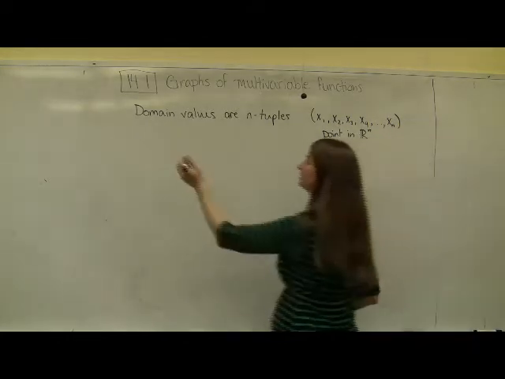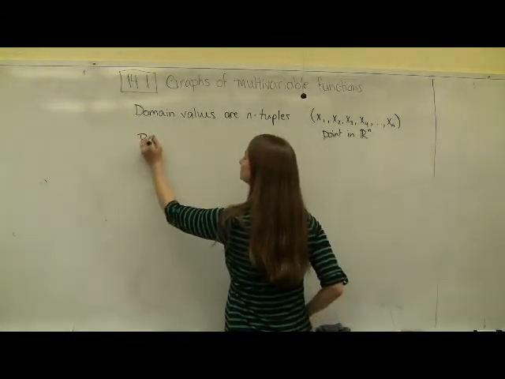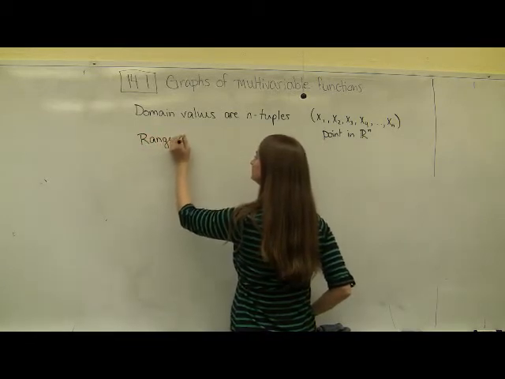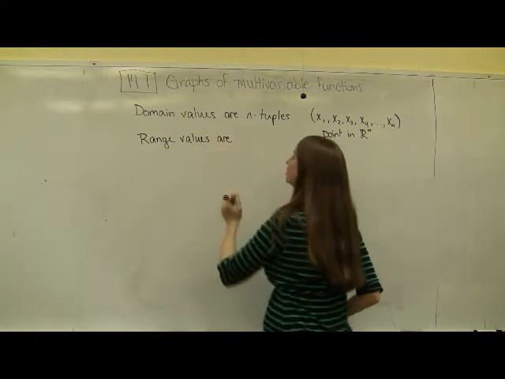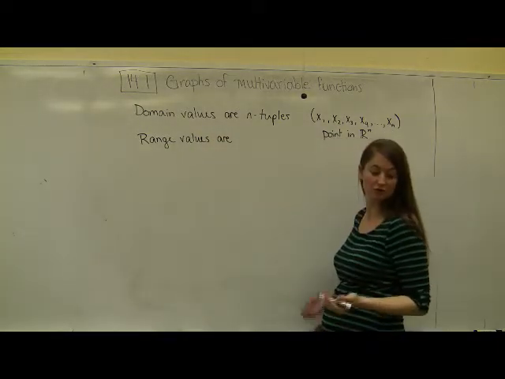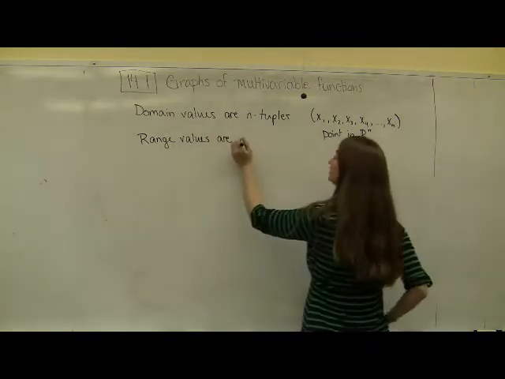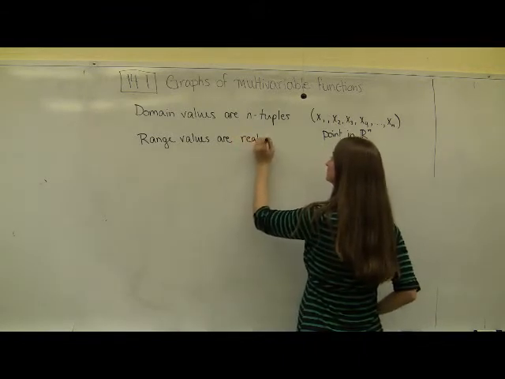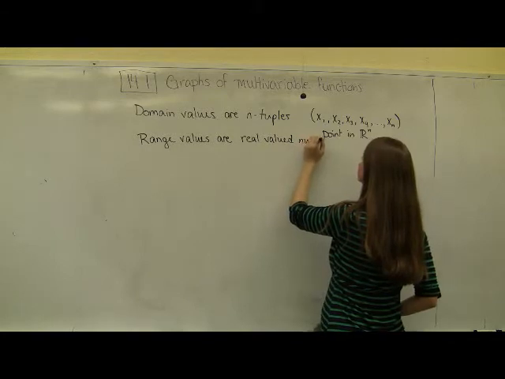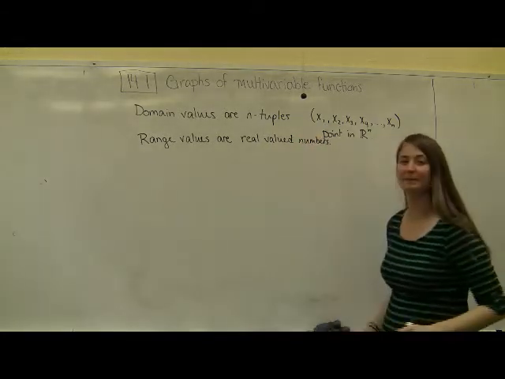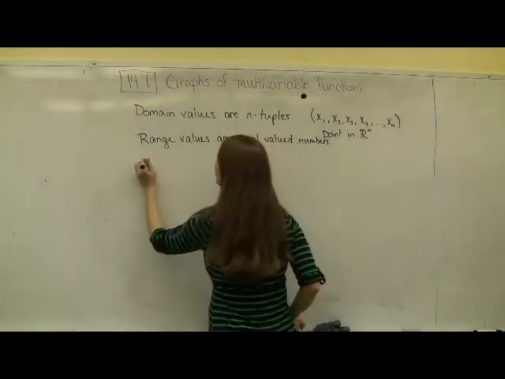And our output values, our range values, are real valued numbers. So they're just a single real valued number. This definition might not be very helpful. Let's look at an example.